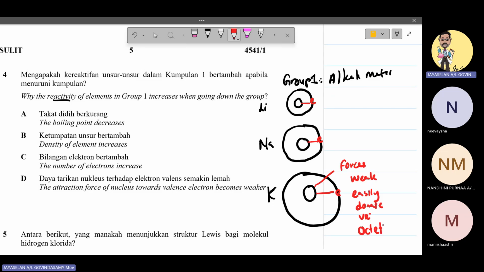Why does it donate? Because it wants to achieve a stable octet electron arrangement. This is 2.8.8.1, right? The one valence electron disturbs the stability of the potassium, so it will quickly release the electron. Why does it release quickly? Because the nucleus forces of attraction are weaker. You only focus on these three: atomic size, forces, and easily donating the valence electron. So the attraction forces of the nucleus towards the valence electron are weaker. Answer D. Any question? No question.